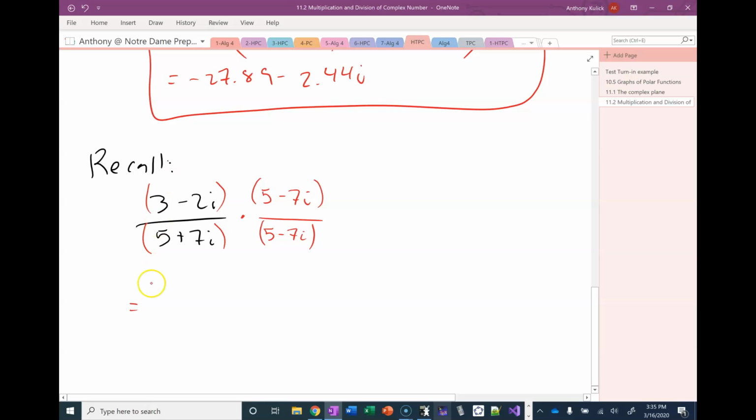So when I multiply in the top, I get 15 minus 21i minus 10i plus 14i squared. Now the denominator, you could FOIL that out, or you could take advantage of the fact that you really have just a difference of two squares there. So you're going to have 5 squared minus 7i squared. Oops.